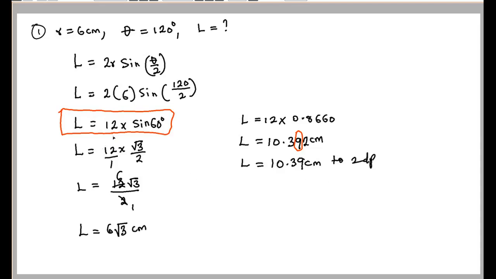But if you want to leave your answer in short form, you can go the way I just did. But to get the approximate answer, from the place where I circled, you can continue and get your answer in decimal. So that's it. Let's see the next question.